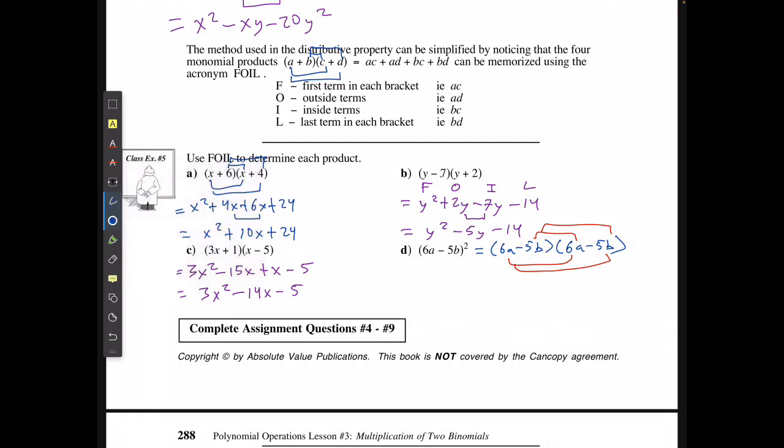So when I multiply this out, it is going to give me 36a squared minus 30ab minus 30ab plus 25b squared. Combine the like terms, and I have 36a squared minus 60ab plus 25b squared. And that's it. Go ahead, try some of the practice.